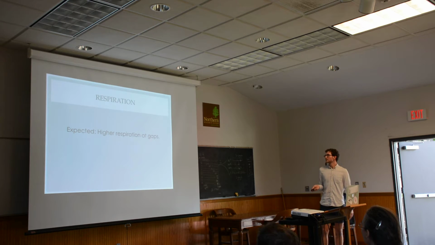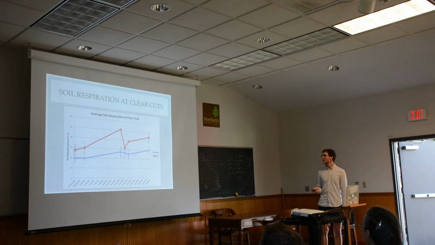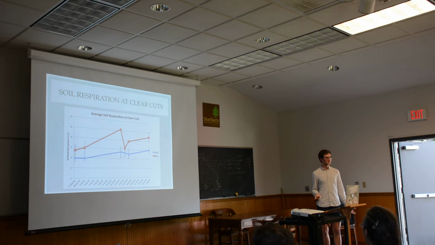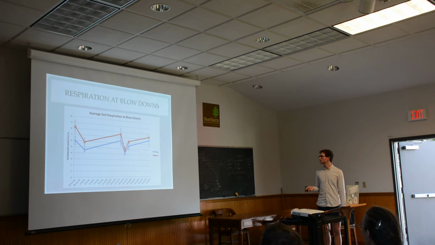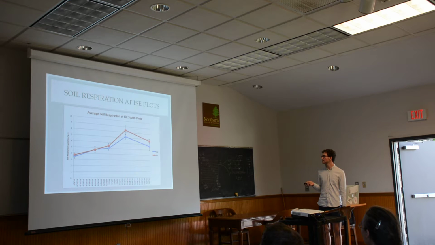And then for respiration, I expected higher respiration at gaps, and guess what I did not get? I actually got higher respiration at all my reference sites, and this confused me because I had higher temperatures at all of my gaps, so I thought respiration and temperature are directly related. Why aren't these mirroring each other? This is at the blowdown, and then this is at the ice storm plot.